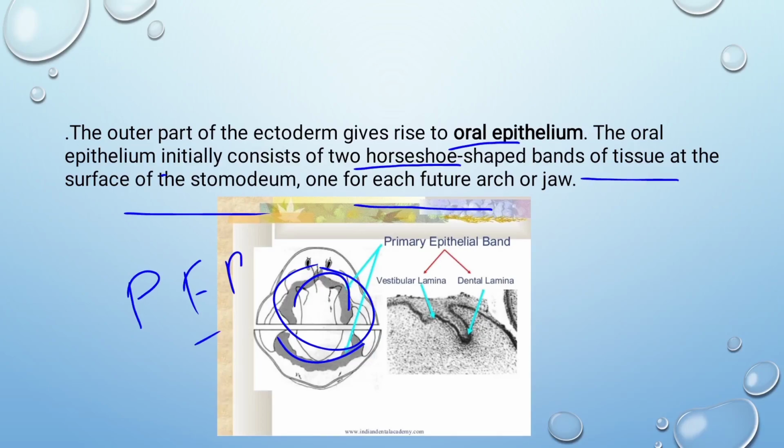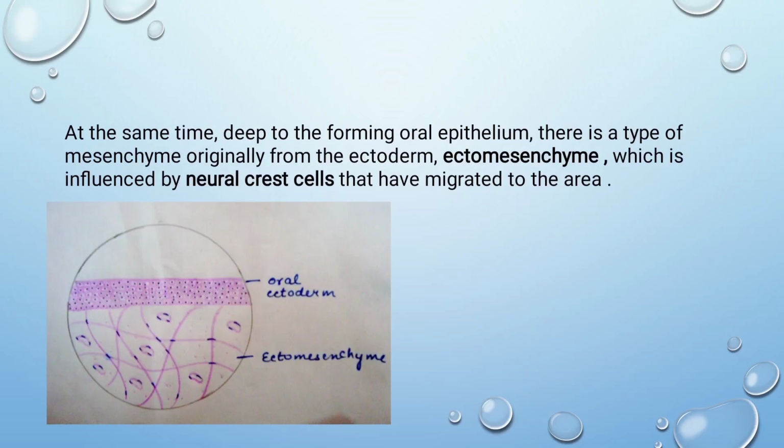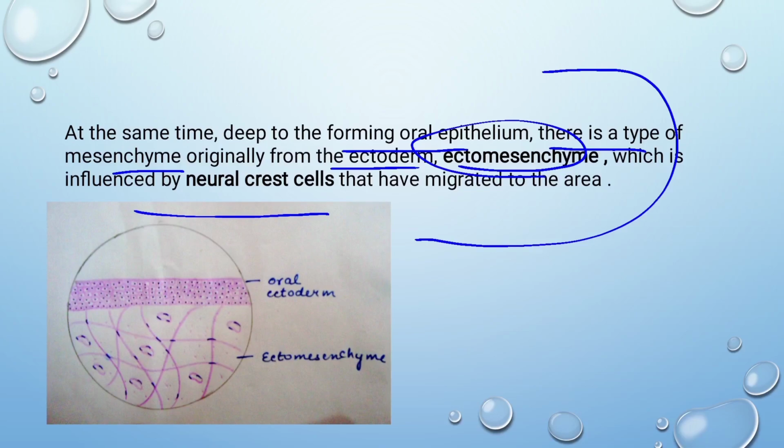Primary epithelial band. At the same time, due to the forming oral epithelium, there is a type of mesenchyme originally from the ectoderm, ectomesenchyme, which is influenced by neural crest cells that may have migrated to the area. So let's understand this in a simple way. There is a primitive oral epithelium, and underlying there is ectomesenchyme. This primitive oral epithelium is actually derived from the ectoderm, while the ectomesenchyme is derived from the neural crest cells.